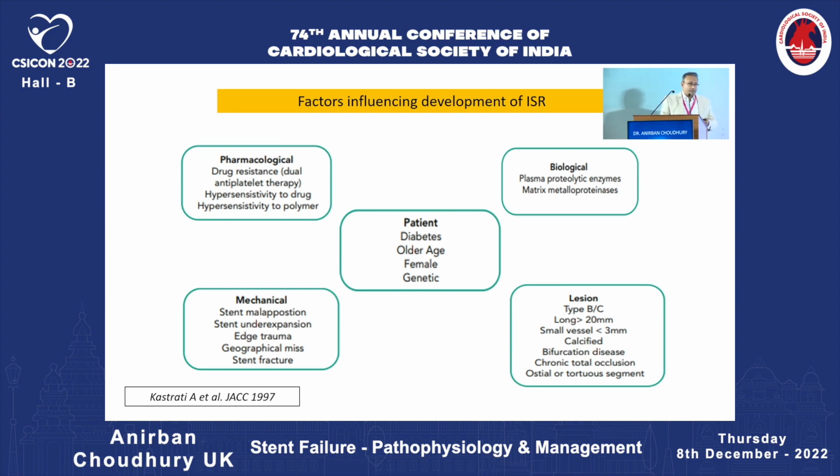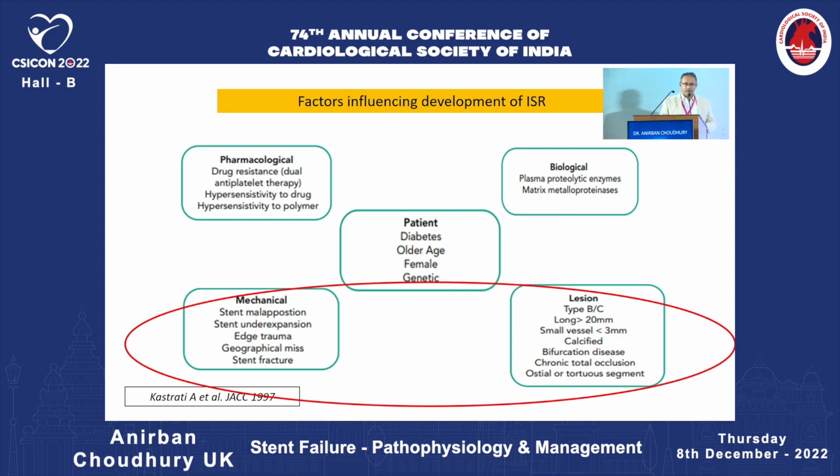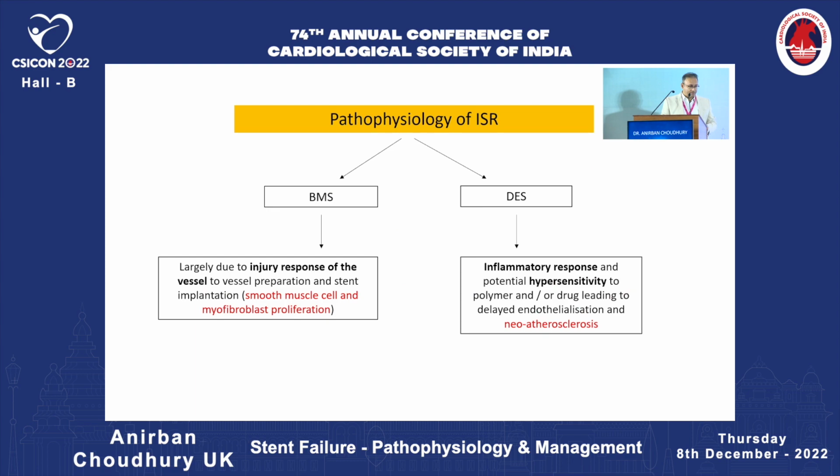If you look into the factors influencing development of ISR, it's roughly 5 different headings, but from our side as interventionists, the things we have to look for is the mechanical factors, the same factors which can lead to acute stent failure, and the lesion characteristics. So if we are dealing with any of these lesion characteristics, we have higher chance of stent failure. So it's imperative we try to do as good a job as we can when we do the index procedure so that we are not dealing with stent failure in the future. And finally, appropriate drugs after PCI, which has been shown to reduce further vascular events going forward.